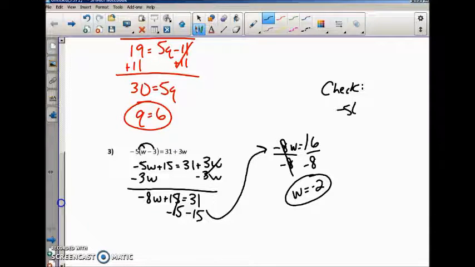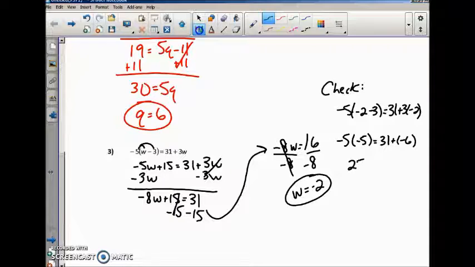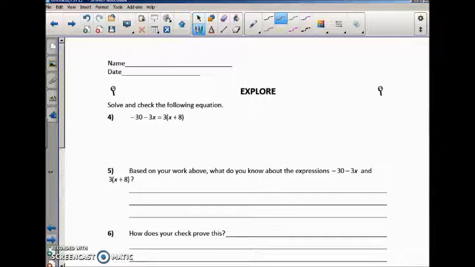Now, as we've talked about, checking your answer, if you throw in your answer for w, oops, let me change that to a -2. You should end up with a true statement. And that is not a -6, so let me change that really quickly. Okay, so as you check it, you should end up getting something that is equal to each other, which you're seeing there. It works. We solved correctly. And we're good. Alright, so let's start to take a look at some new stuff.